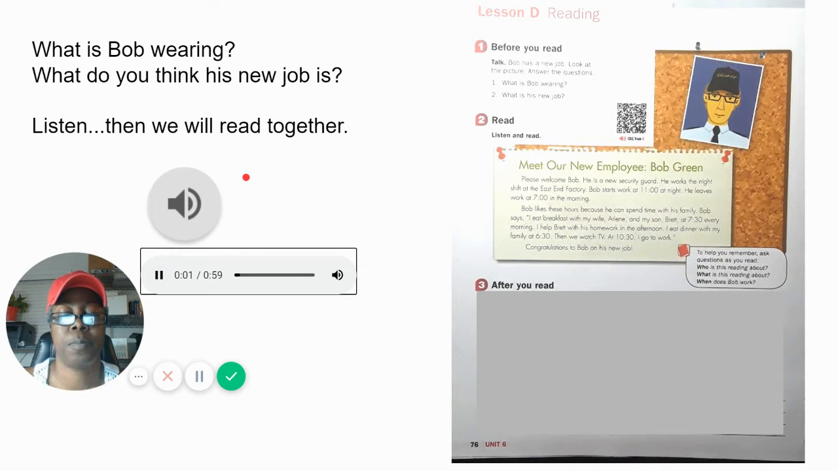Page 76, Exercise 2. Meet our new employee, Bob Green. Please welcome Bob. He is a new security guard. He works the night shift at the East End factory. Bob starts work at 11 at night. He leaves work at 7 in the morning. Bob likes these hours because he can spend time with his family.